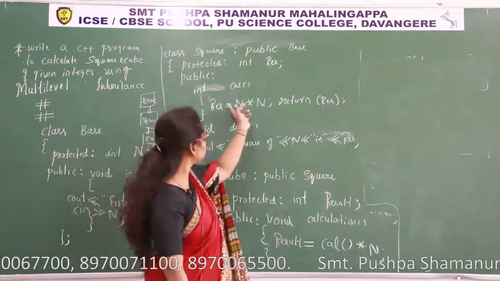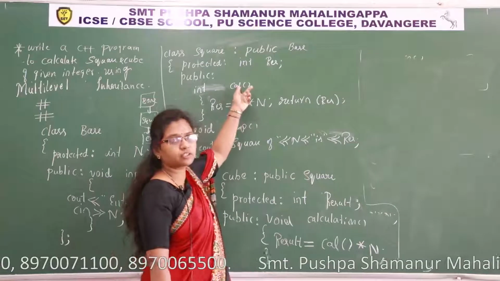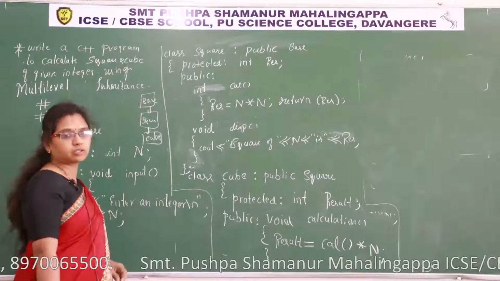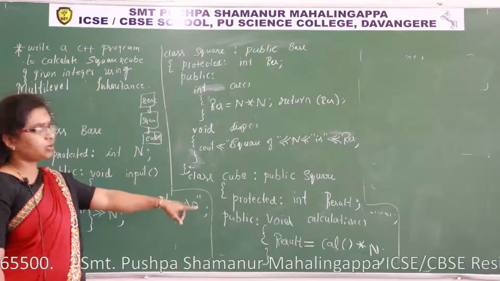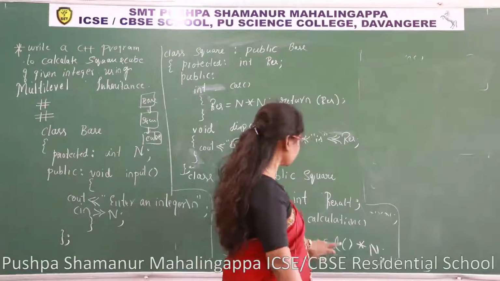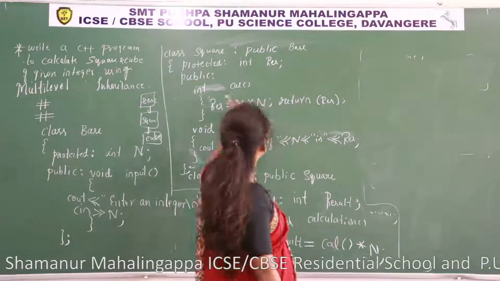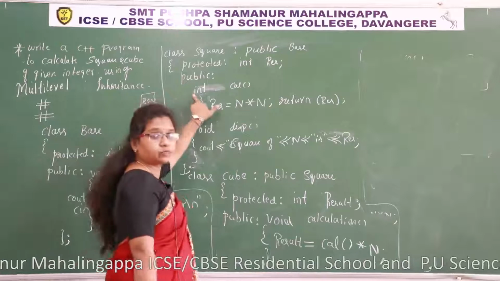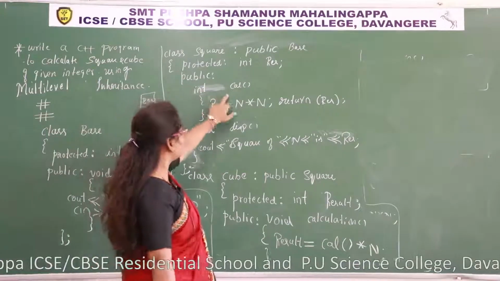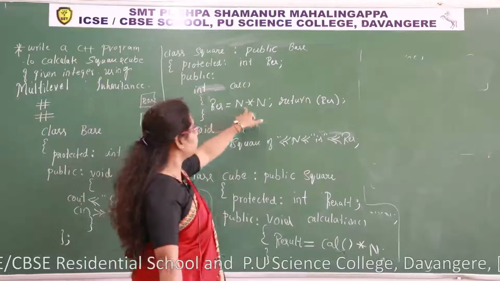Here I make use of this cal function, which already exists in the base class. Result is equal to cal function. See, that is function call with no argument with return value. This function returns a value. That's why I have written int here. What kind of value does it return? Integer type value it returns. So int cal, result is equal to n into n.